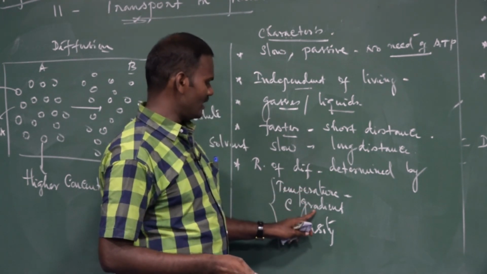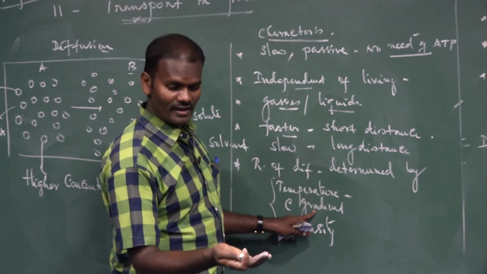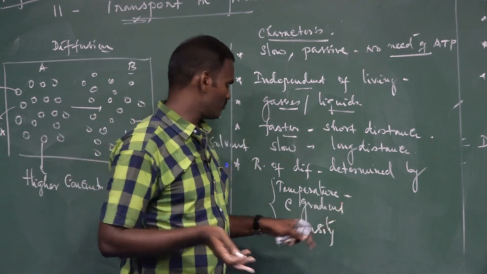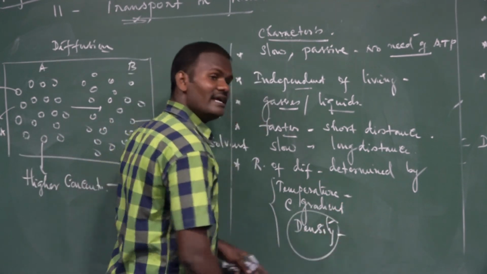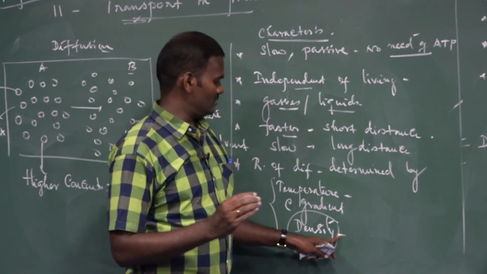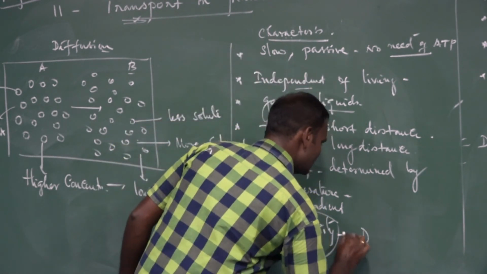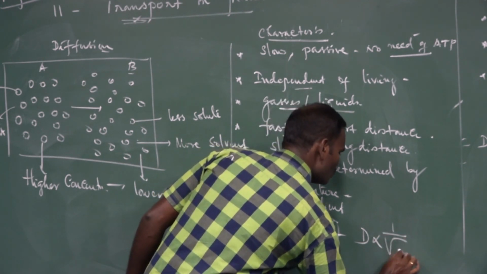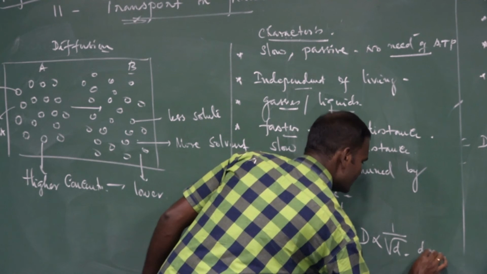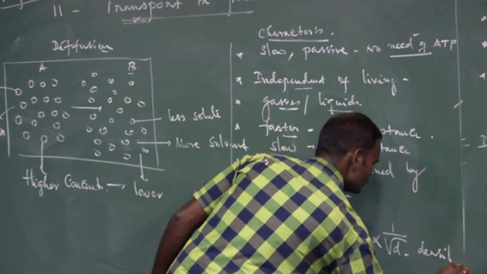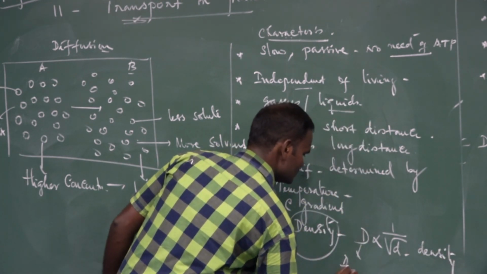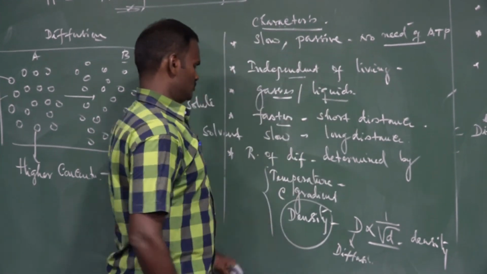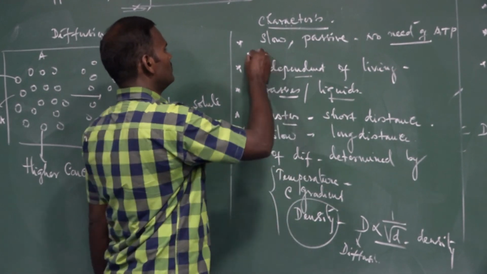Similarly, concentration gradient is also directly proportional. If the concentration of solute molecules is increasing, the rate of diffusion is also increasing. But density is inversely proportional to diffusion, 1 by root d, where d is density. So these are the characteristic features of diffusion.